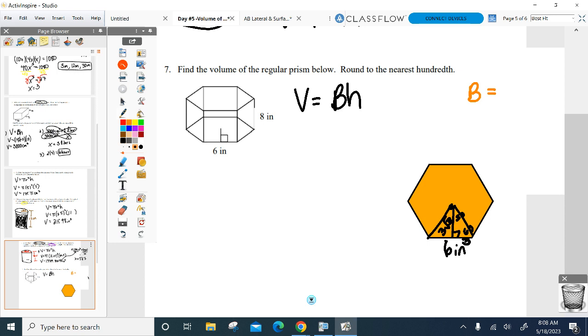All right, ready for the area? This is just big B again, just big B. I'm going to have everyone 6 triangles formed, right? That's where that 6 comes from, times 1/2.